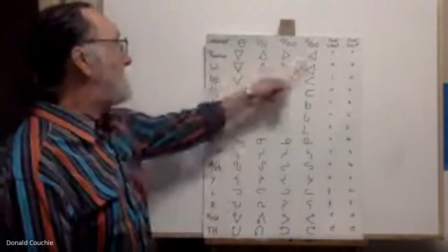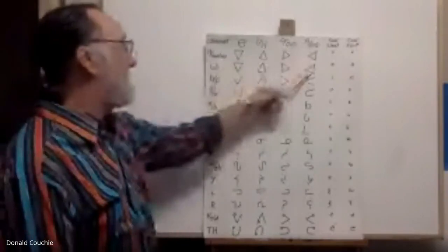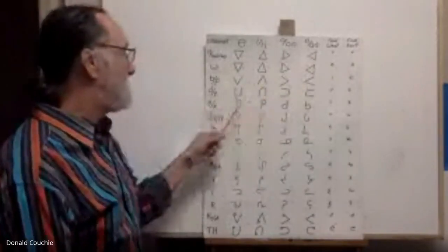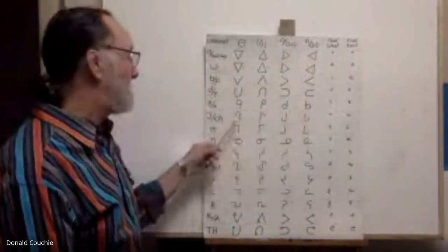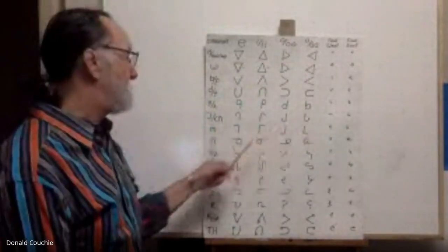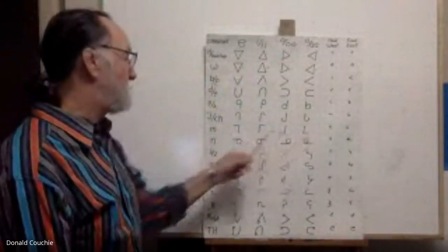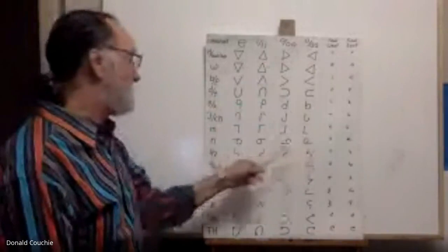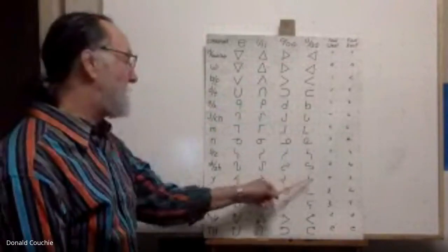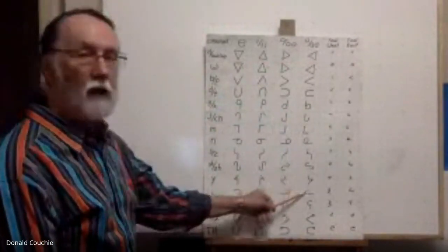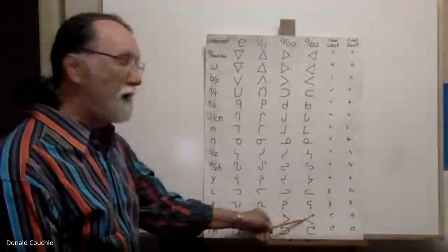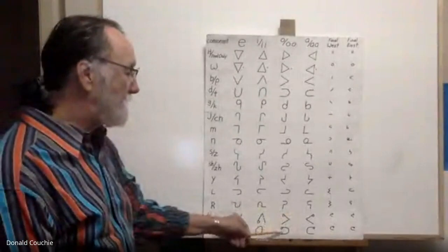E, I, O, A, we, wi, wo, wa, be, bi, bo, ba, te, ti, to, ta, ke, ki, ko, ka, che, chi, cho, cha, me, mi, mo, ma, ne, ni, no, na, se, si, so, sa, she, shi, sho, sha, ye, yi, yo, ya, le, li, lo, la, re, ri, ro, ra, fe, fi, fo, fa, the, thi, tho, tha.